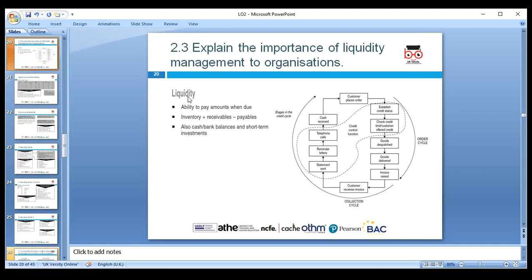Okay, then next we have 2.3, explain the importance of liquidity. Liquidity is very important. Liquid means anything near to cash, or anything which we can convert into cash. Inventory plus receivable days minus payable days shows the working capital cycle. So we can calculate the ratios based on these, and then we can decide, and also cash and the bank balances and the short-term investment.